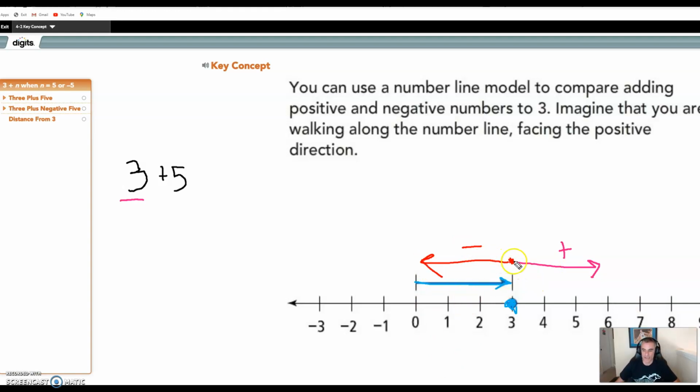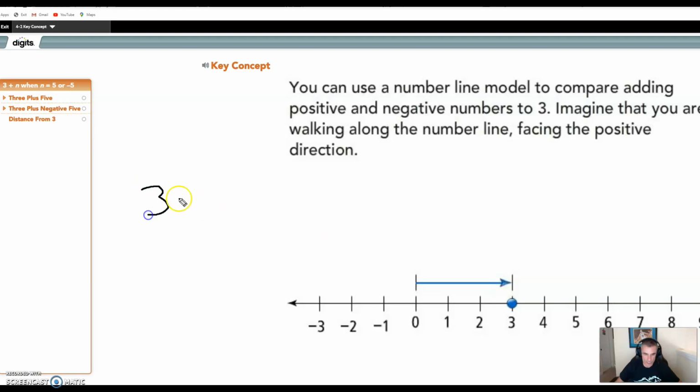If we're adding a positive, we keep going. And again, think of it as, hey, I have $3 and now I have $5 more, so I'm going to go this direction. But if I'm adding a negative number, well, then I have $3 and maybe I spent $5, and so I'm going to go back to the left.